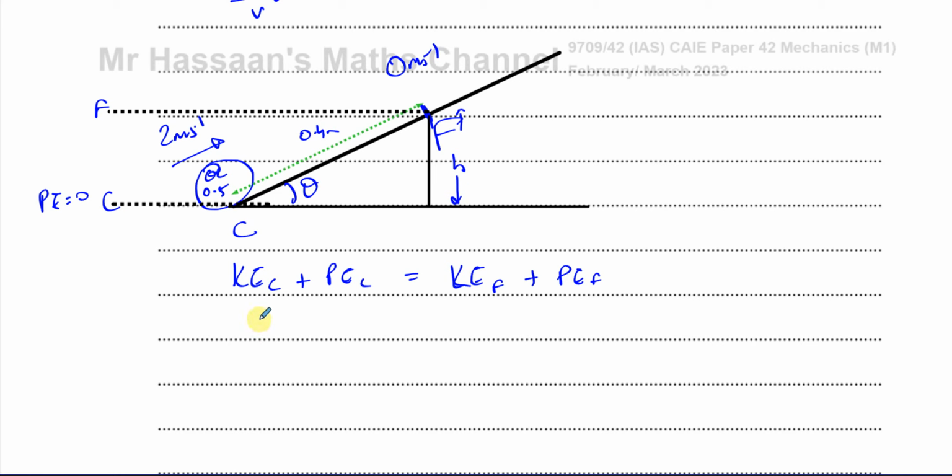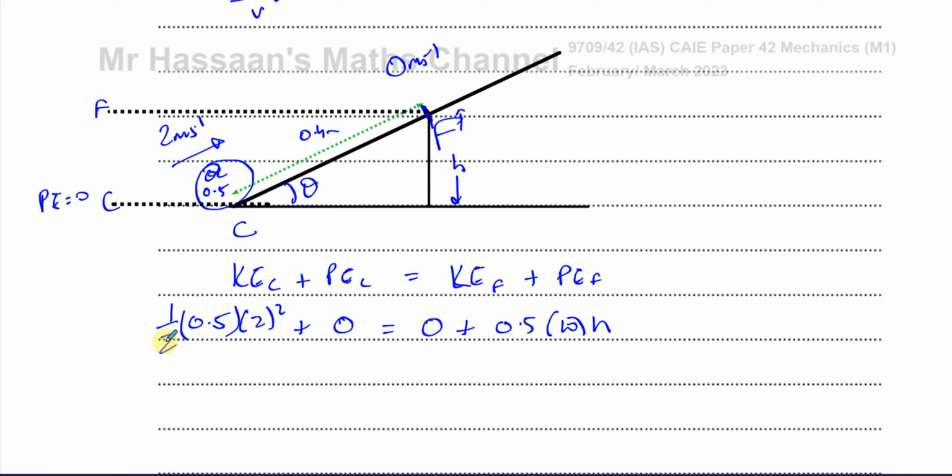The kinetic energy at C is going to be a half times m, which is 0.5, times v, which is 2, squared. That's a half m v squared. And the potential energy at C is 0. The kinetic energy at F is 0. And the potential energy at F is m, which is the mass, 0.5, times g, which is 10, times h. We can find h with this, and that will help us to find theta.